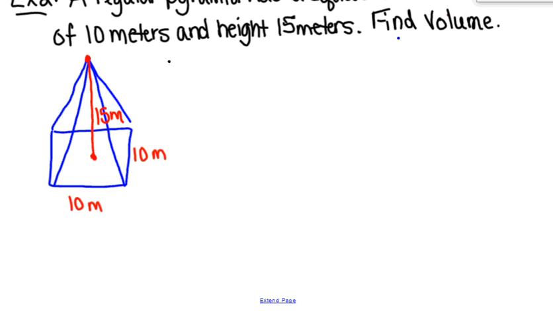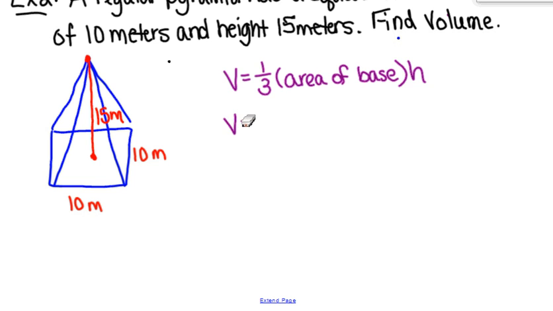So the formula that I'm going to use to find the volume of this pyramid is volume is equal to 1/3 times the area of the base times the height. Or in other words, volume is equal to 1/3 times capital B times H.